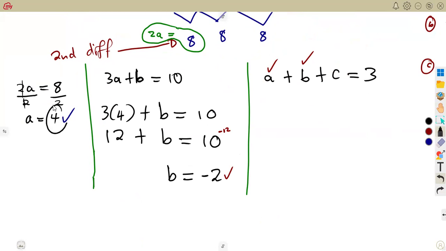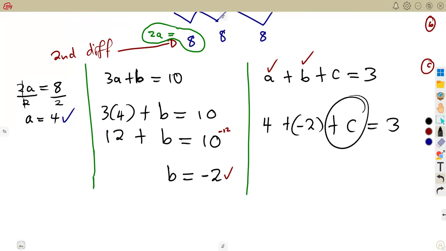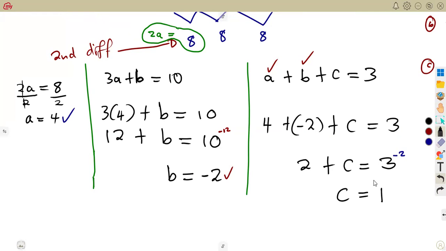What is our A? Remember, that's a 4. So that's 4 plus our B, which is minus 2, plus C is equal to 3. We solve for C. 4 plus minus 2 simply means 4 minus 2, which is 2. So that's 2 plus C, which is equal to 3. So that's going to be positive 1. So we are going to obtain the value of C as a positive 1, with the value of A, the value of B, and the value of C that we have determined.